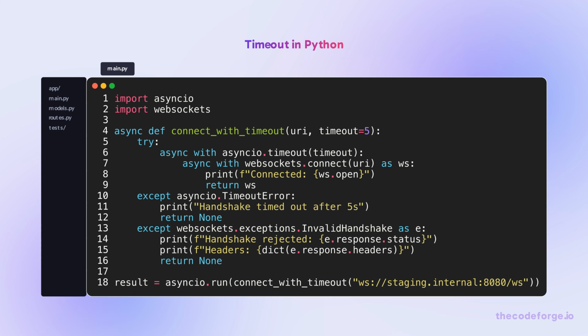This Python snippet uses an asyncio timeout to catch a stalled handshake. It also catches InvalidHandshake and prints the HTTP status and headers for debugging.